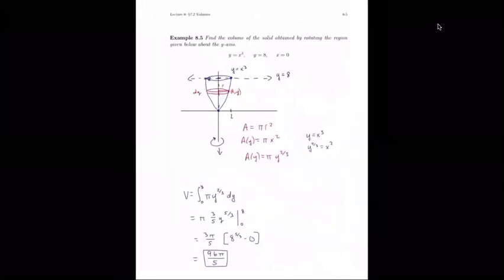The next one is to find the volume of the solid obtained by rotating the region given below about the y-axis. So we have y equals x cubed, y equals 8, and x equals 0. X equals 0 is this line, the y-axis. Y equals 8 is this horizontal line, so it caps our curve y equals x cubed to be this region. So just to point that out in one distinct region, this is x equals 0, y equals 8, and y equals x cubed. That's the region we rotate about the y-axis.